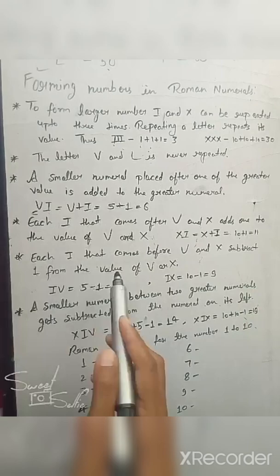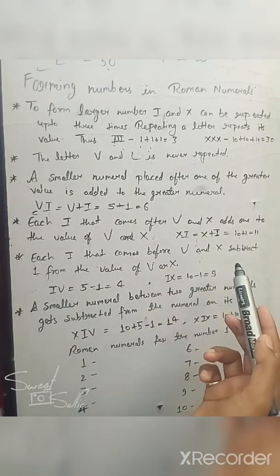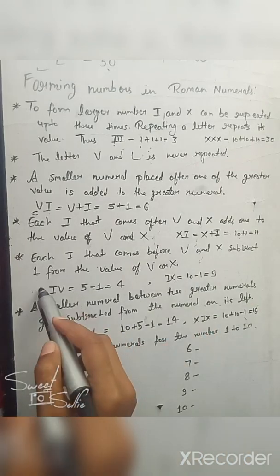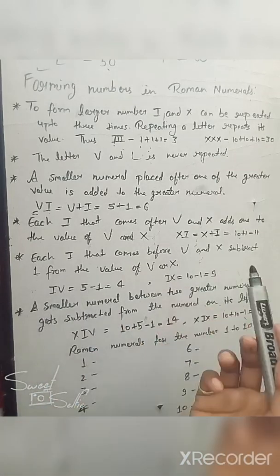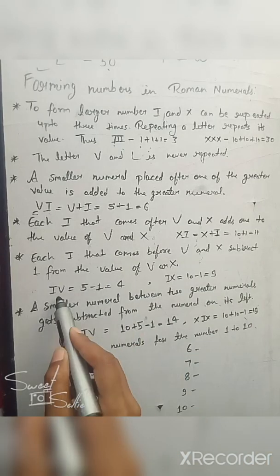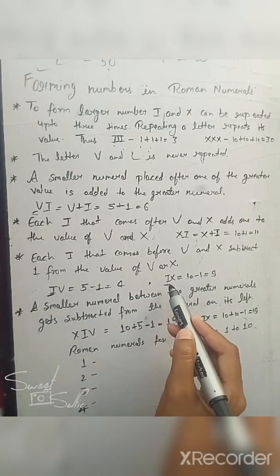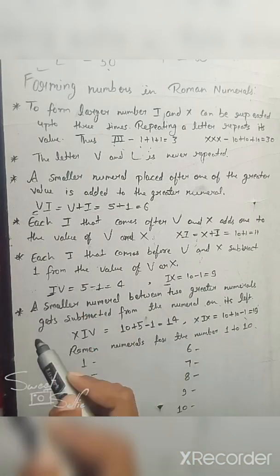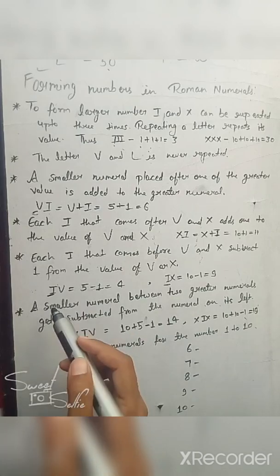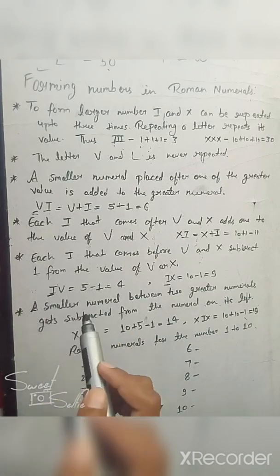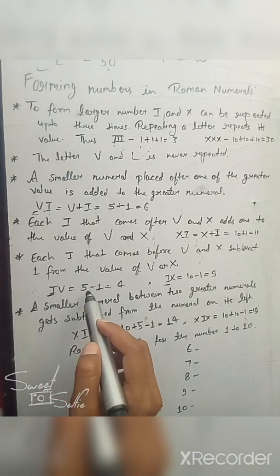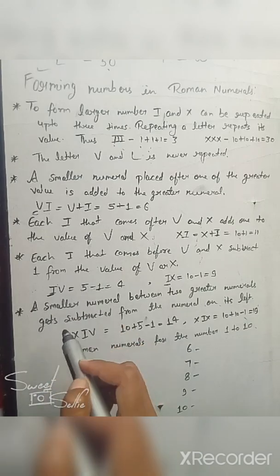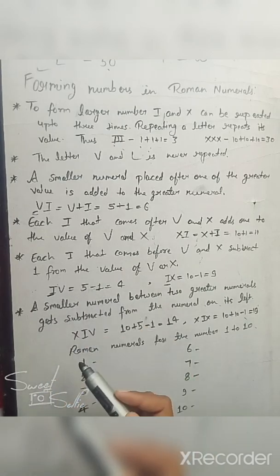Each I that comes before V and X, subtract 1 from the value of V or X. प्रत्येक I जो V और X के पहले आता है, वहाँ पे उस V और X में से हम I की वैल्यू को माइनस करते हैं. So I have written here IV means the value of V is 5 and I value is 1. So we will subtract 1 from 5. So 5 minus 1 is equal to 4.